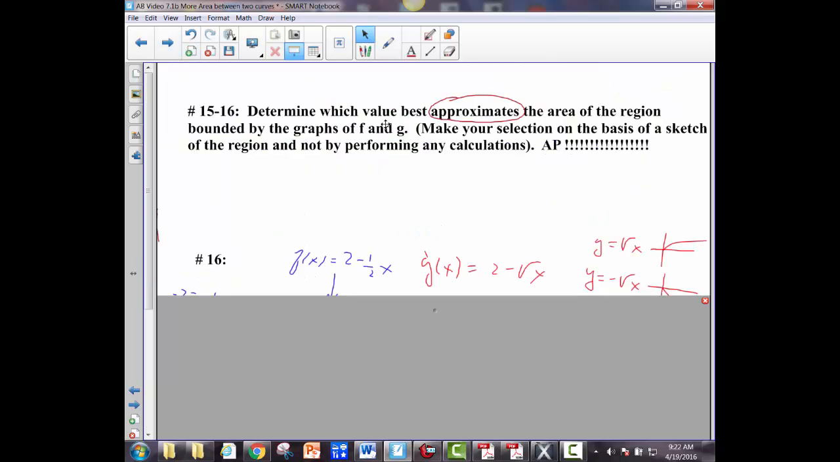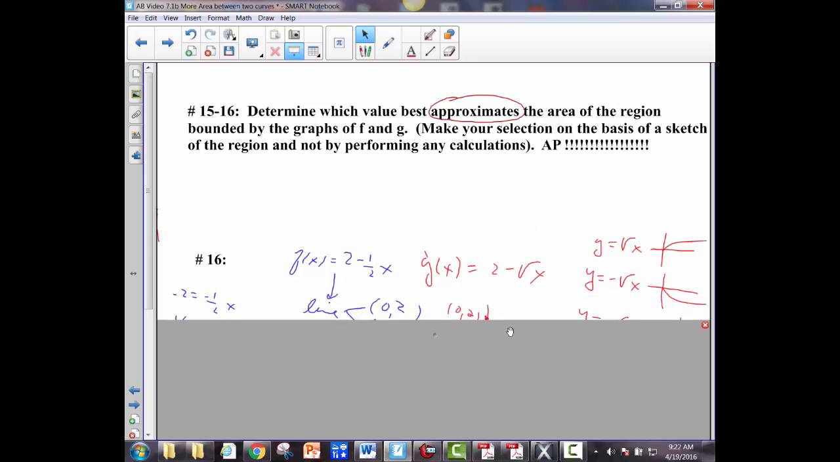15 to 16, determine which value best approximates the area of the region bounded by the graphs of f and g. Make your selection on the basis of a sketch of the region and not by performing any calculations. This is typical on AP.